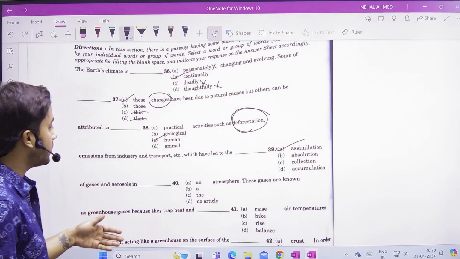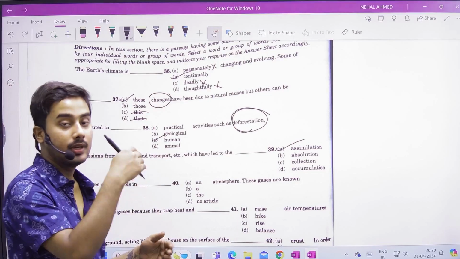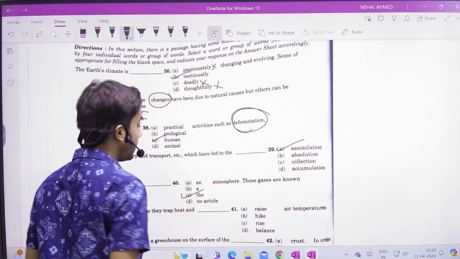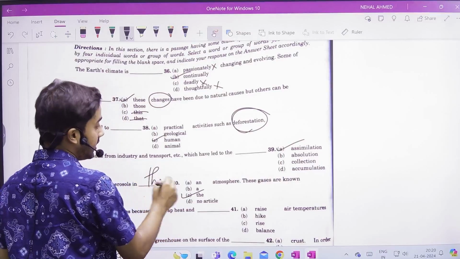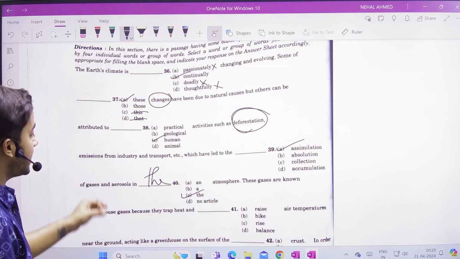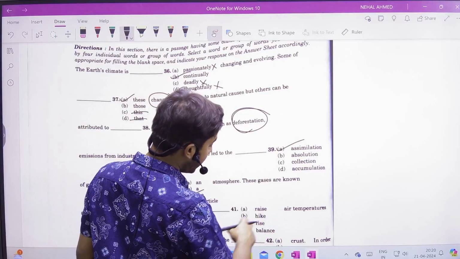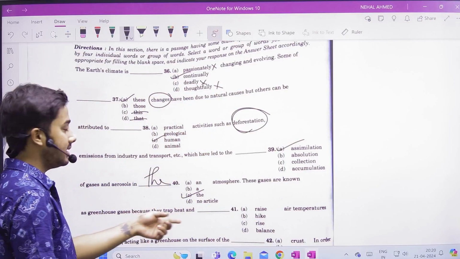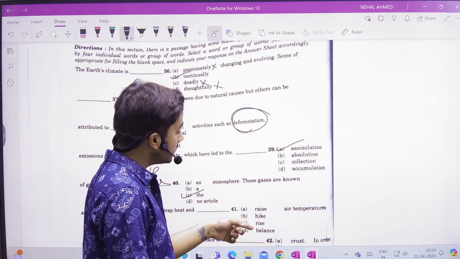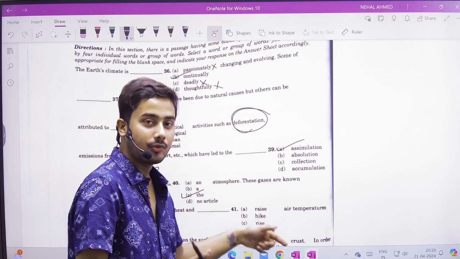assimilation of gases and aerosols in dash atmosphere, in this atmosphere of the earth. Here we use the definite article, so it will be in the atmosphere. These gases are known as greenhouse gases because they trap heat and raise air temperature: hike, rise, balance. Obviously they trap the heat, they cannot balance the temperature. Actually they raise the temperature.